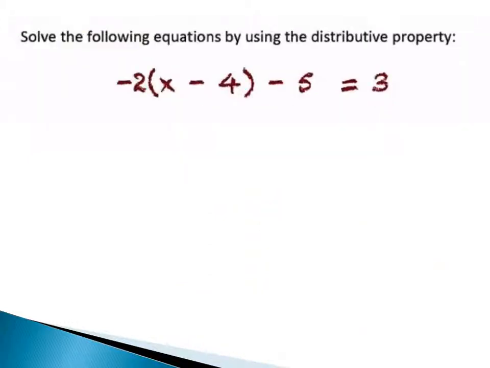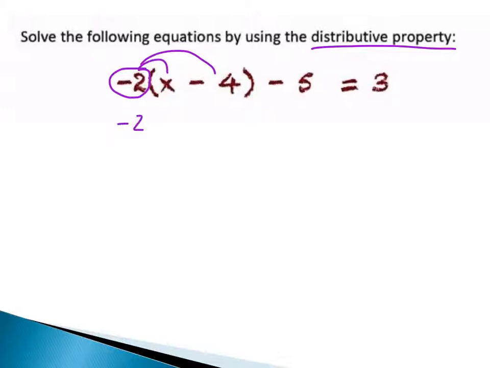All right, next example, we are going to use the distributive property to solve an equation. Notice here I have negative 2 times x minus 4, minus 5 equals 3. My variable x is trapped inside the parentheses. One thing I can do to simplify is use the distributive property. When you see a number times stuff in parentheses, you can use the distributive property to simplify. So I'm going to distribute the negative 2, not just 2, to the x and the negative 4.